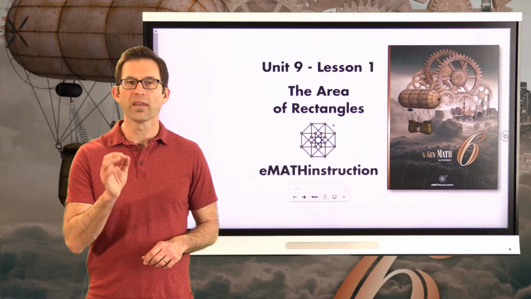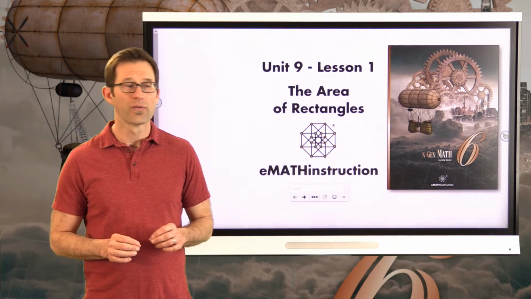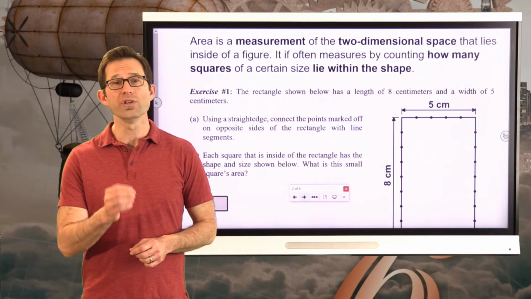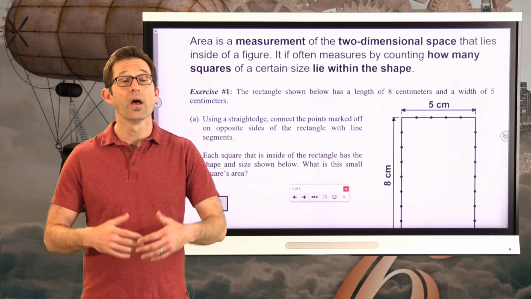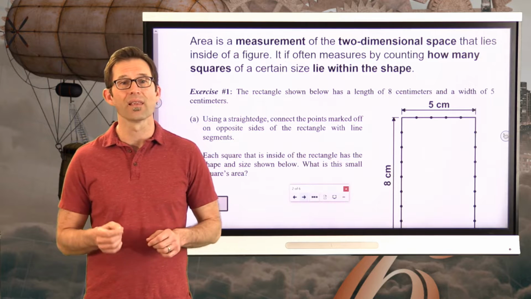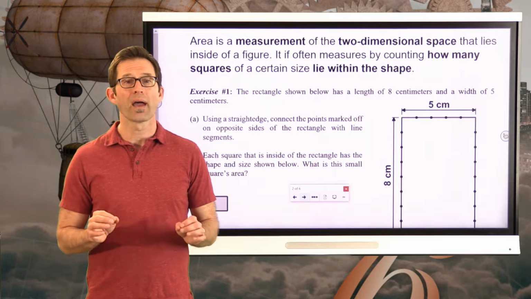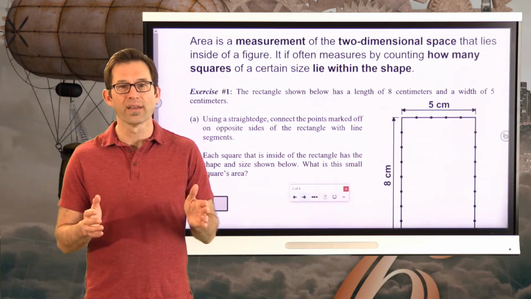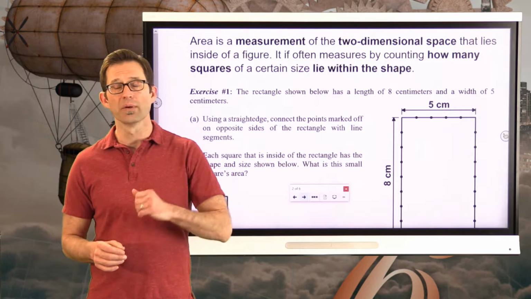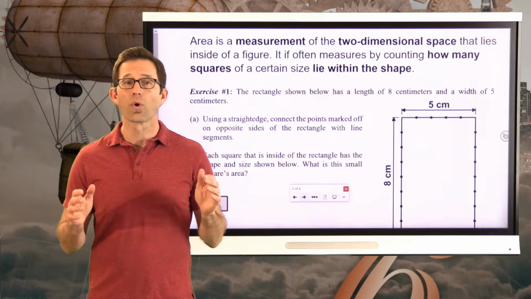So let's get right into that in the first exercise, where we review a common way of finding the area of rectangles. It's really important to understand that when we do geometric measurement, we're always measuring some kind of property. An area is a measurement of the two-dimensional space that lies inside of a figure. It is often measured by counting how many squares of a certain size lie within the shape. That's why you might hear something like, the area of that is 5 square centimeters, or the area of that is 5 square feet.